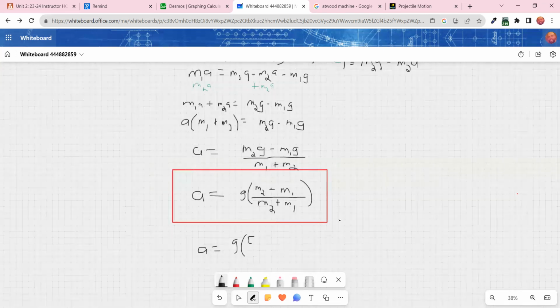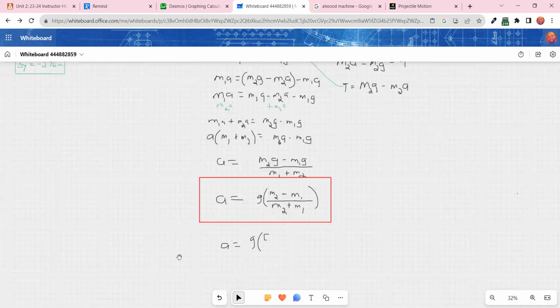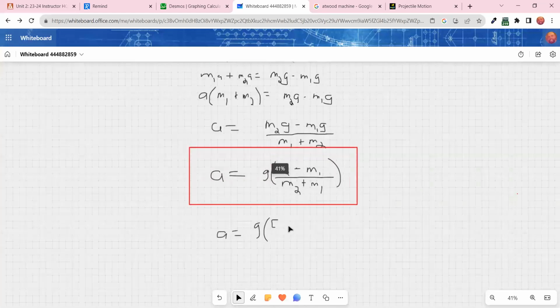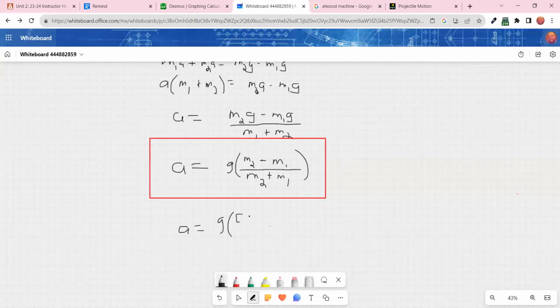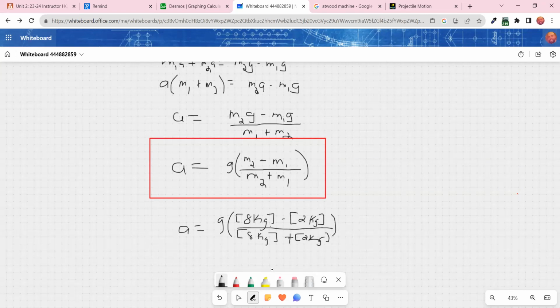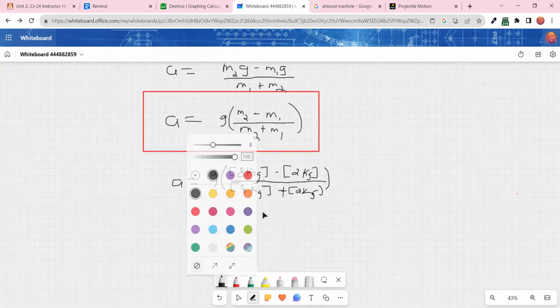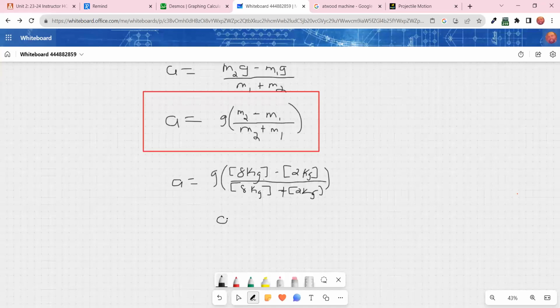What are the masses? I said 8 and 2. I'm going to put 8 kilograms minus 2 kilograms, all over 8 kilograms plus 2 kilograms. 8 minus 2 is 6 over 10, so G times 6 over 10. All right, so 6/10 of gravity.